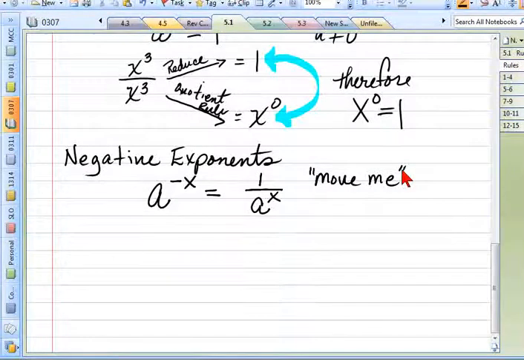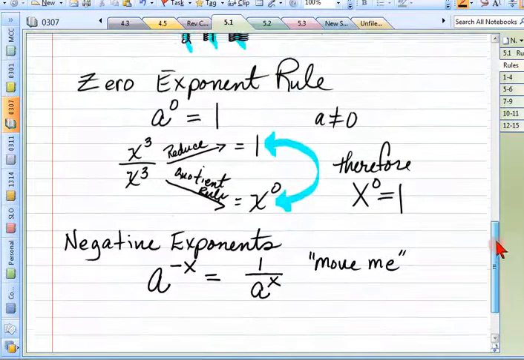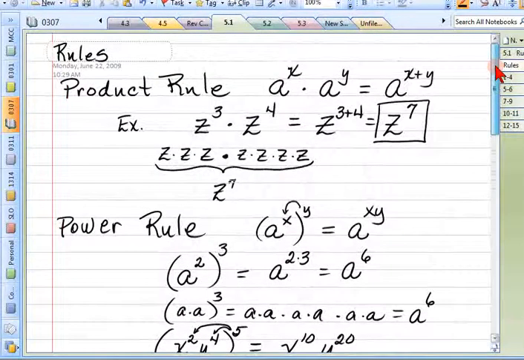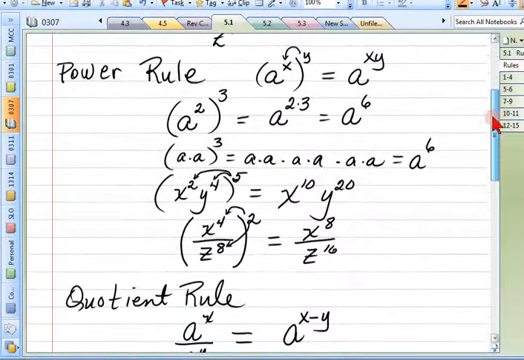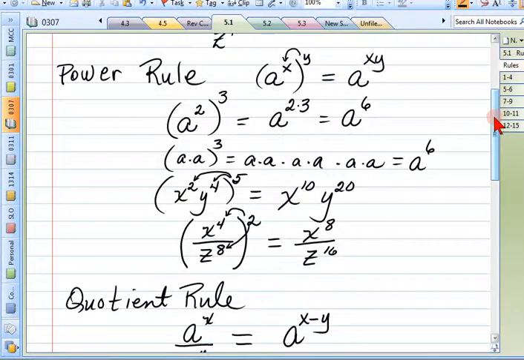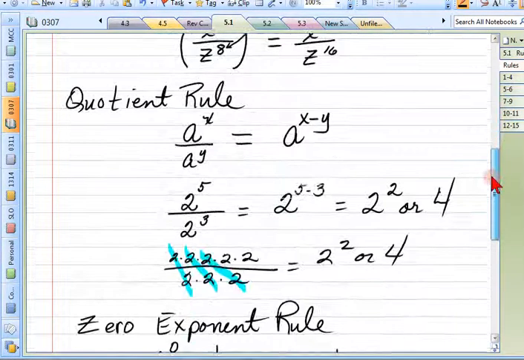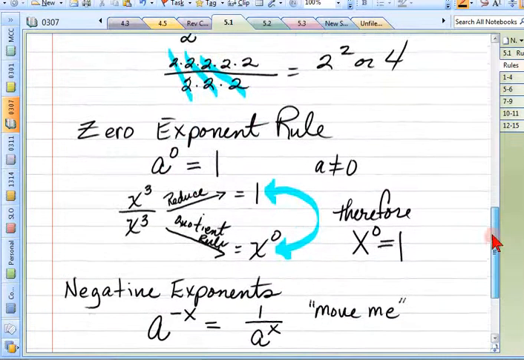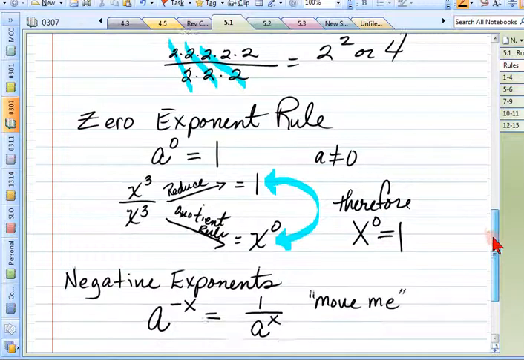I just wanted all the rules on one sheet. So more on those later on. The rules that we will use today are the product rule: if you multiply like bases, you add the exponents. The power rule: if you take a base to a power and raise it to another power, you multiply exponents. Quotient rule: when you divide, you subtract exponents. Zero exponent rule: any base other than 0 to the 0 power is 1.